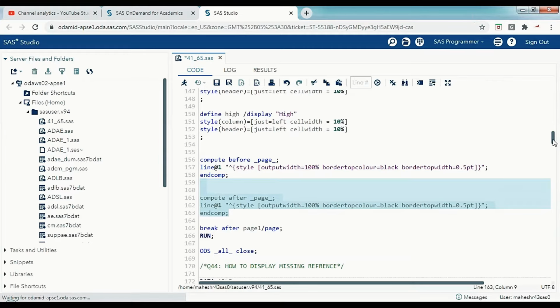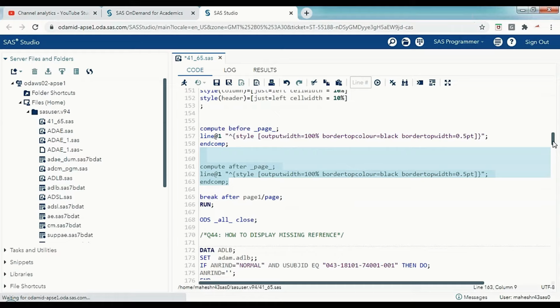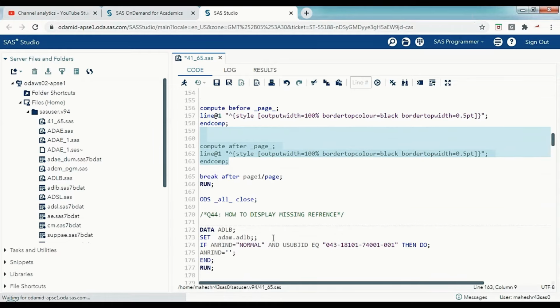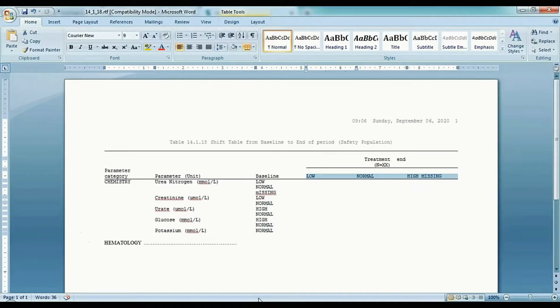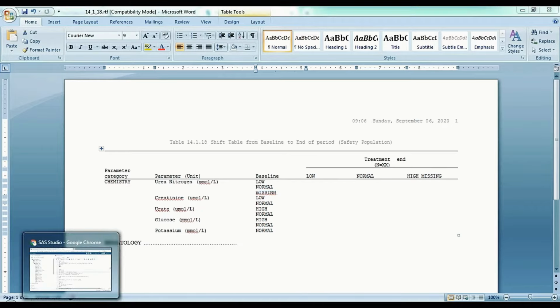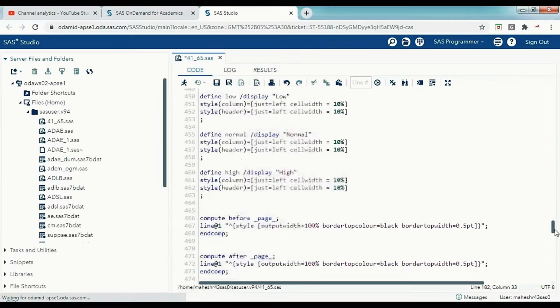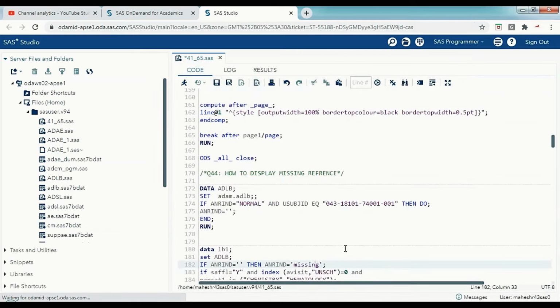If anything is missing, how to handle it? Just hard code this in the dataset. For example, if any subject is missing ANRIND or BNRIND, you can assign it as missing. If ANRIND equals missing, just replace it with the missing value, so that this missing category will automatically appear in the output. No need to apply anything else. Okay, so it's the same code with the missing value.